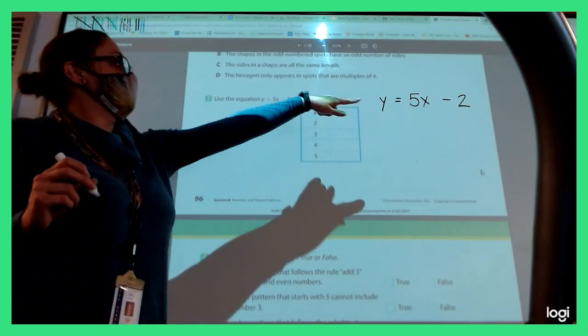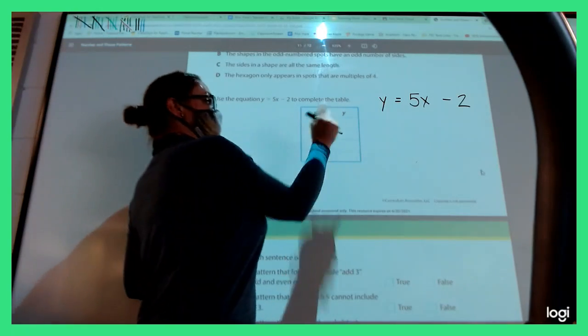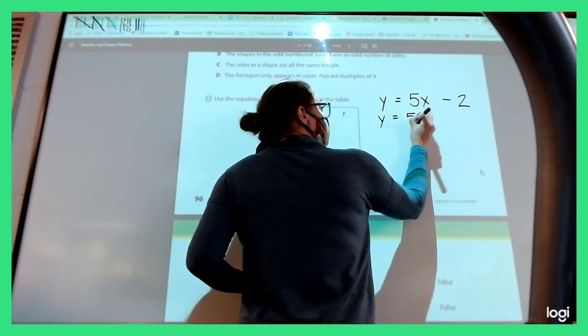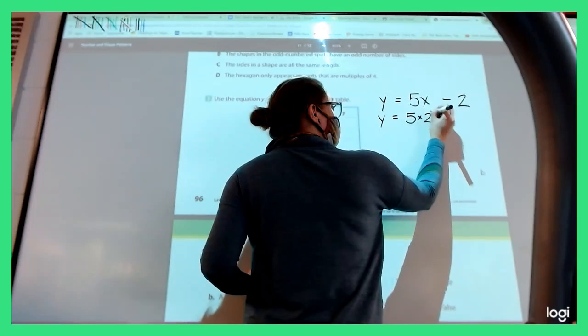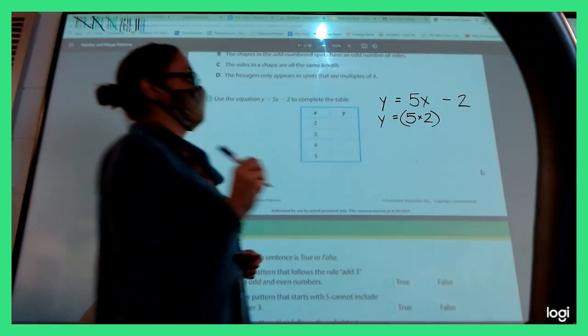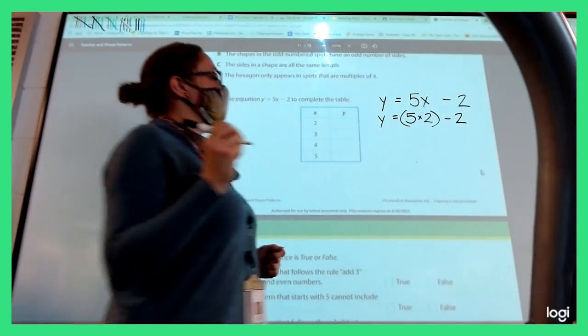Right, we're just going to fill them in, each one at a time, and see what y would equal when x is 2. Let's start with that first. So y equals 5 times 2. I'm going to put it in parentheses because we know we have to do that step first, right, before we do our subtraction. Helps me remember.